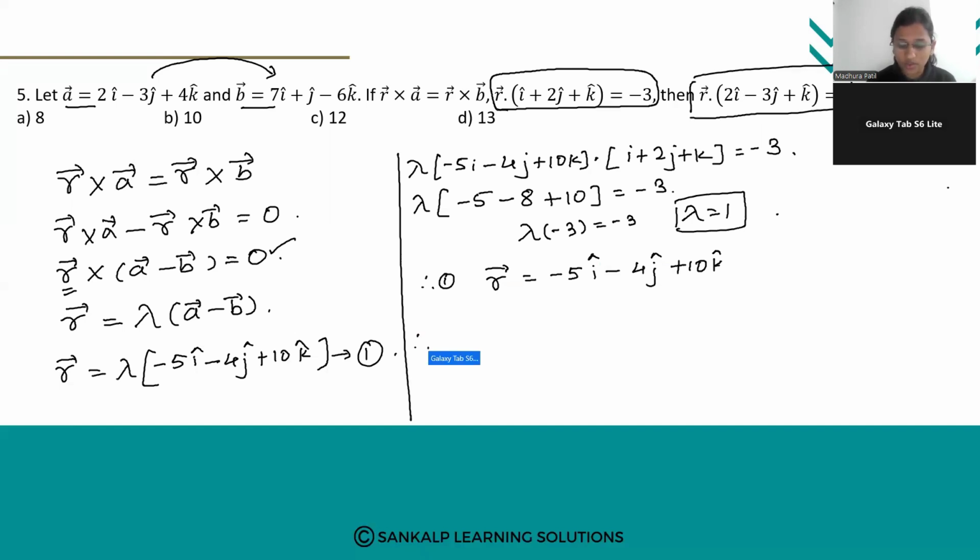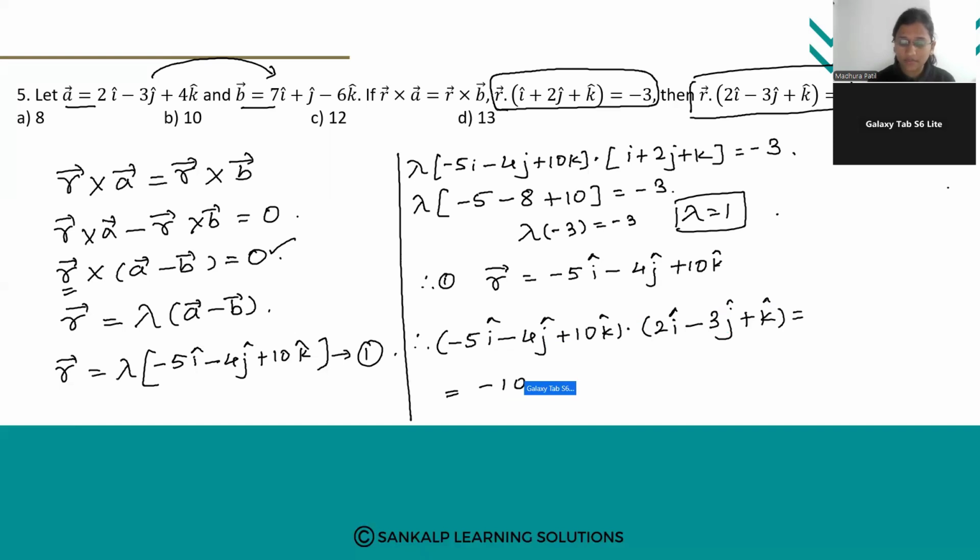So now once we have R, we can find the dot product that is being asked. Therefore, the question goes as R dot, and they have given this as 2i minus 3j plus k. Can we find the dot product? Yes, very easily. Again, component wise scalars we have to multiply. So minus 5 into 2 is minus 10, plus minus 4 into minus 3 is plus 12, plus 10 into 1 is 10. So plus 10 minus 10 cancels. What is the dot product of these two vectors? 12, which is option C. Thank you.